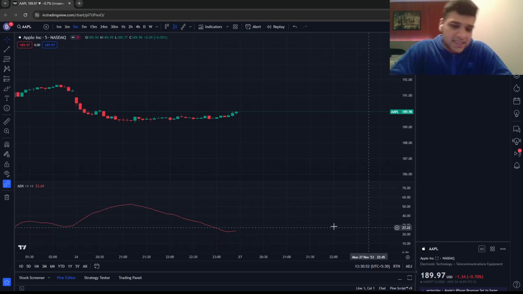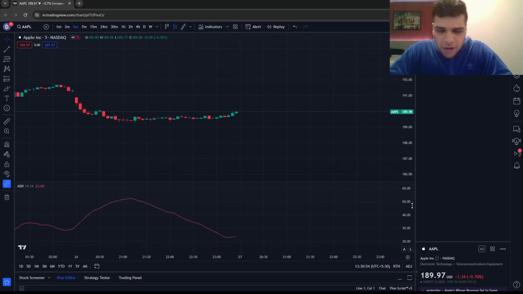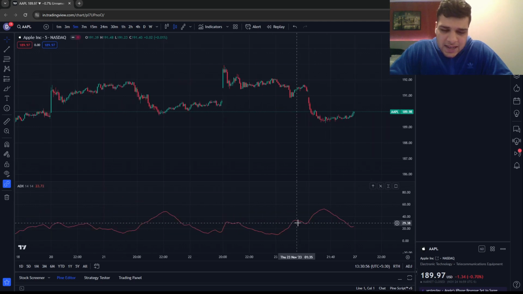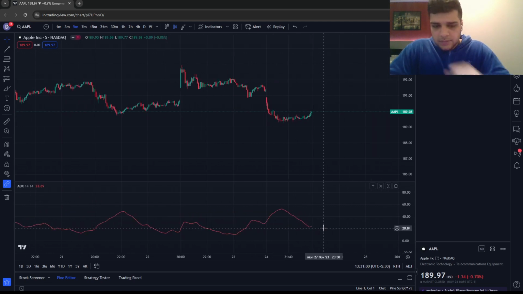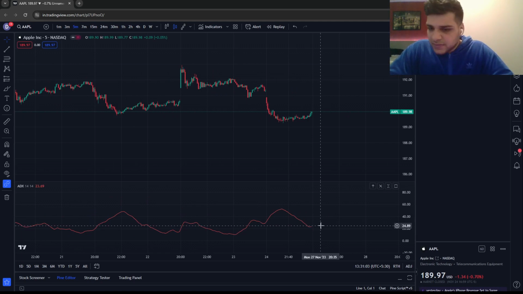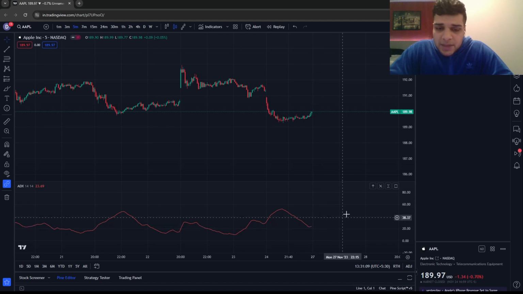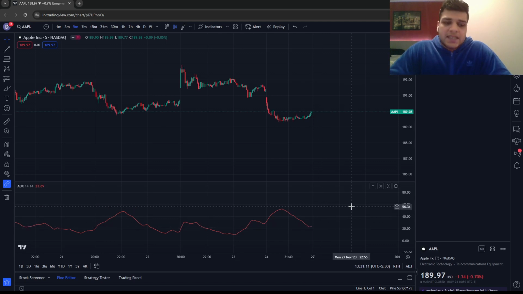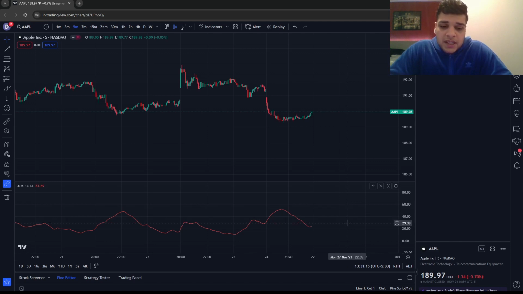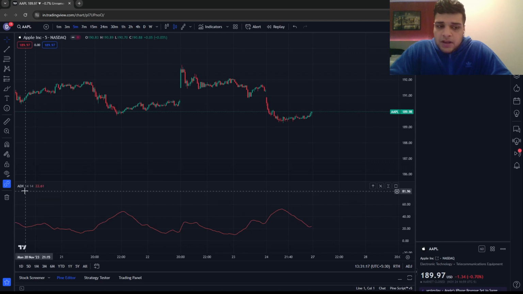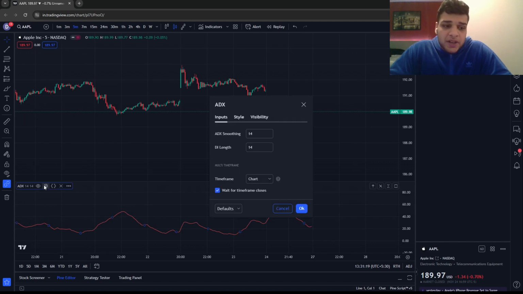Now, on its own, ADX is not that reliable because it differs for every stock and different markets and indices. For some stocks, it being above 25 is a sign of good momentum. For others, it being above 30, which seems to be the case for Apple, is a sign of good momentum.